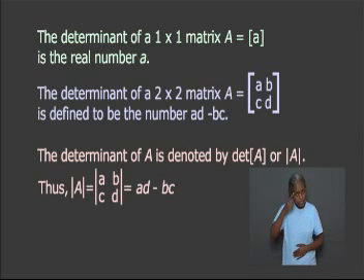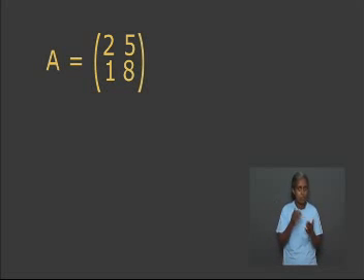Please note, students, that the lines encompassing the A look the same as the lines we use to denote absolute value. Always remember that they do not mean the same thing. Whenever we are dealing with matrices, the lines always refer to determinants. Here is a simple example of a 2-by-2 matrix, students.